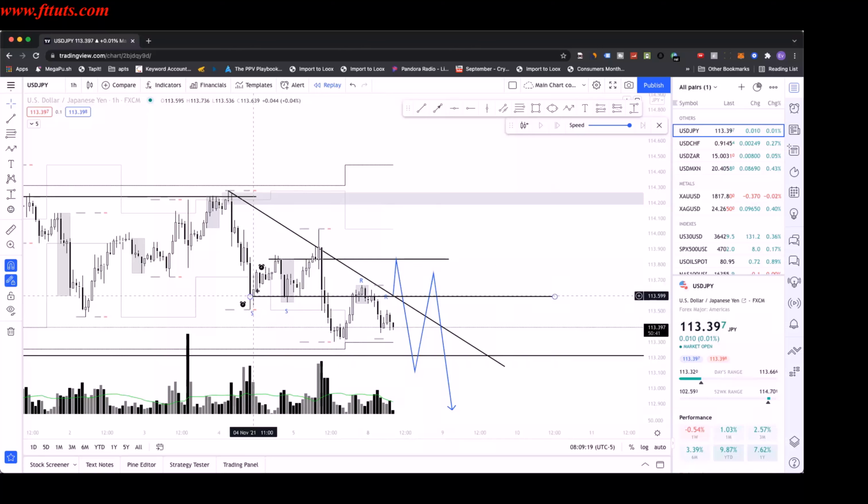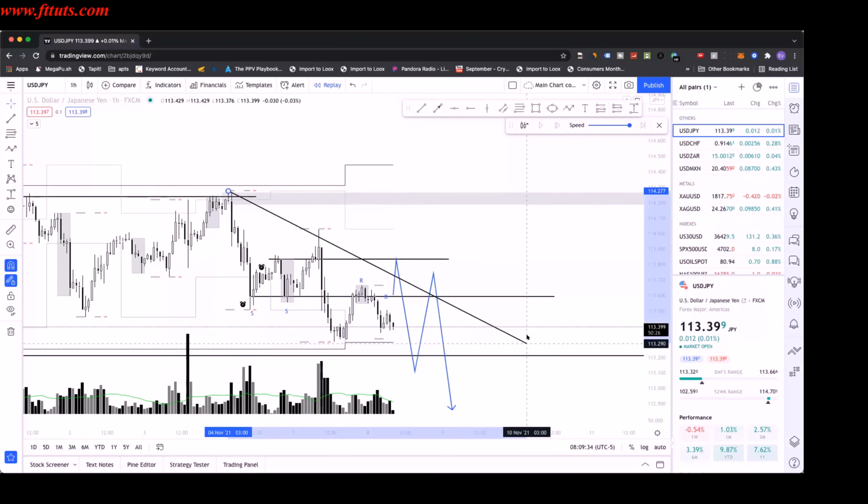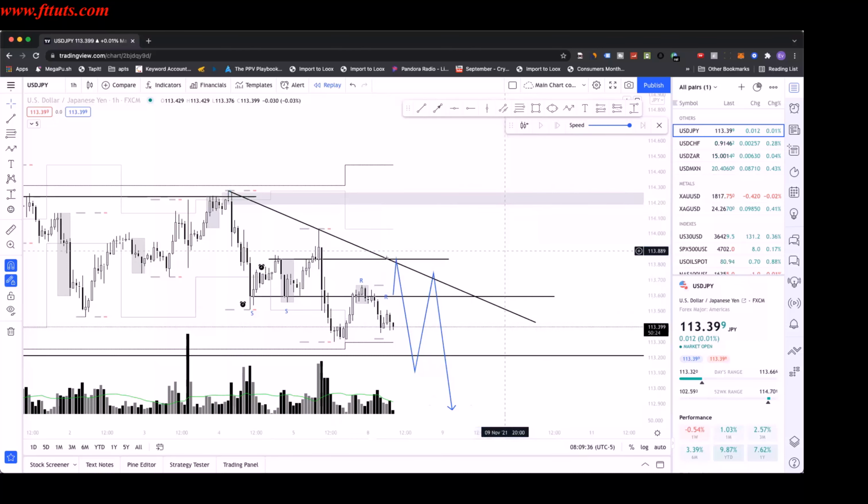Because where did our support come from? From here, broke, retest, come down, and then we can enter like that. So many probabilities in this scenario here, but I do like this head and shoulders to be complete. Still need that left shoulder. So I'd probably be looking for something like that.